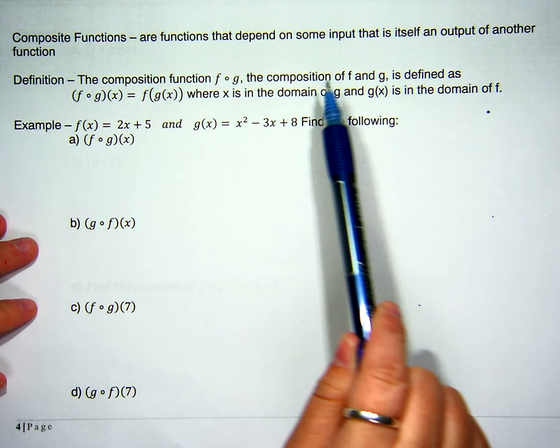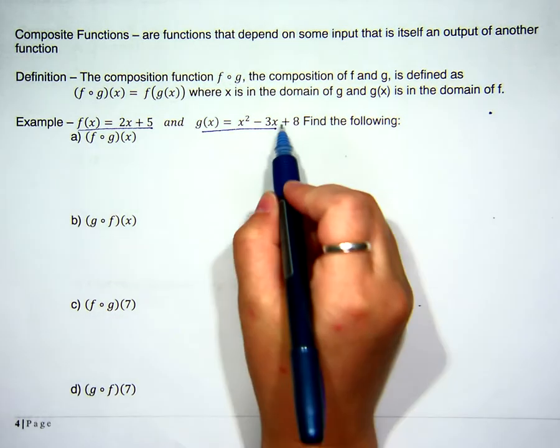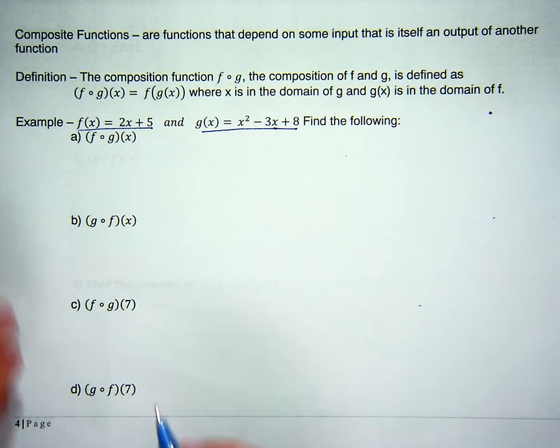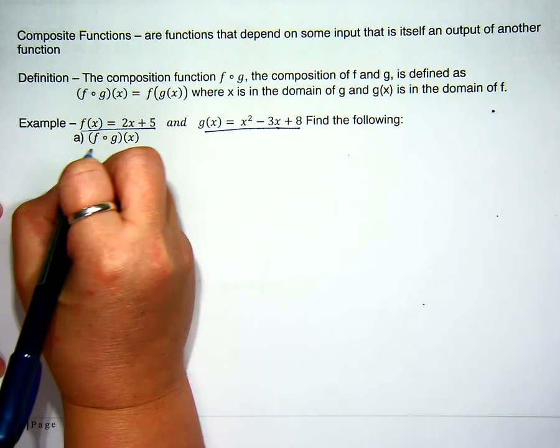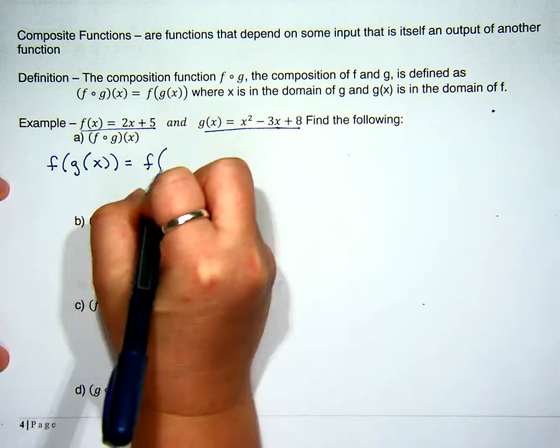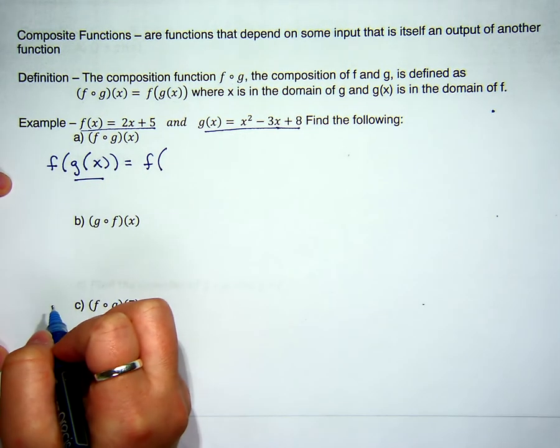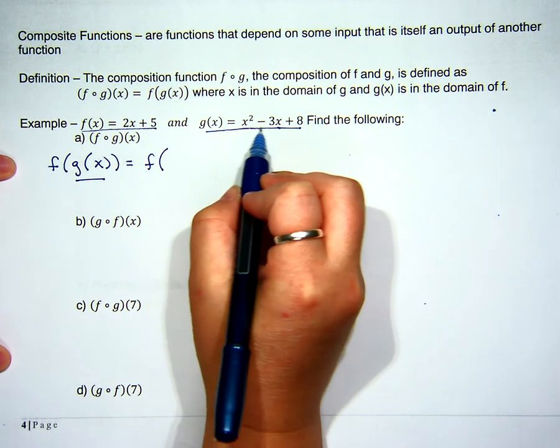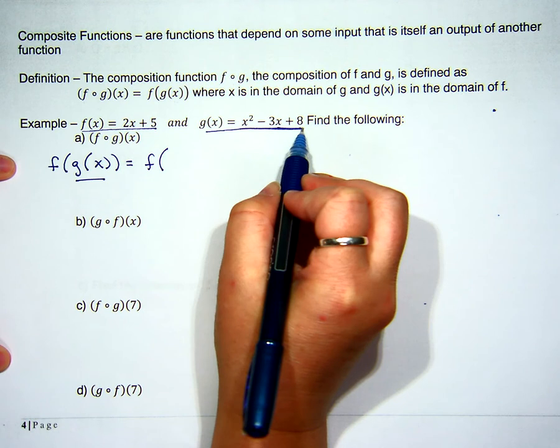Let's see if we can figure these out. Here I have my f of x function, I have my g of x function. And I would like to find the following. So I want to rewrite this: f of g of x. That's f of g of x. Well, what's g of x? x squared minus 3x plus 8.